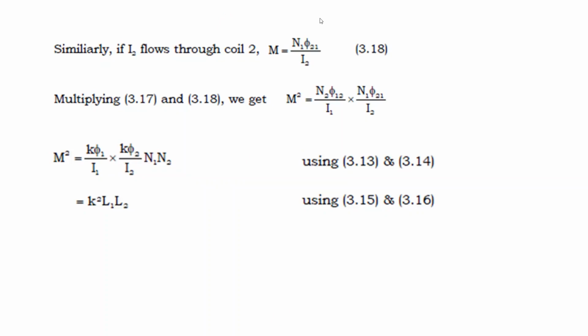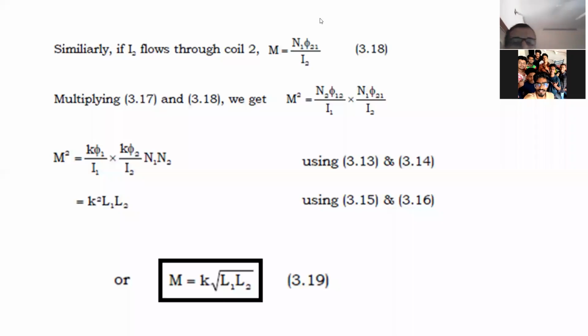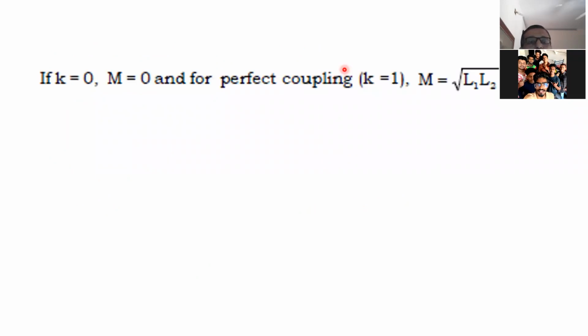Thank you. So we have derived a very important equation. If self-inductance of coil 1 is L1, self-inductance of coil 2 is L2, and coupling coefficient is K, then mutual inductance M is equal to K into root of L1 L2. So let us do a problem. If K is equal to 0, M is equal to 0. That is, there is no coupling. If there is perfect coupling, M is equal to root of L1 L2.